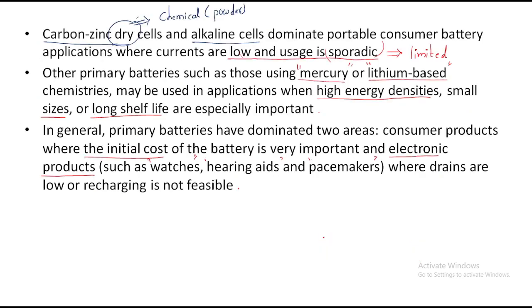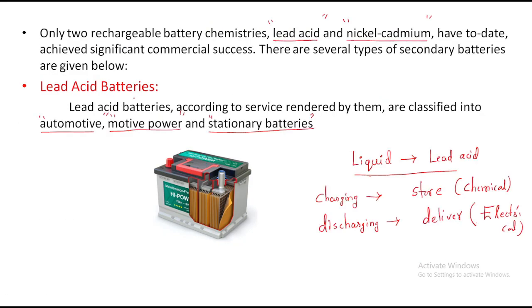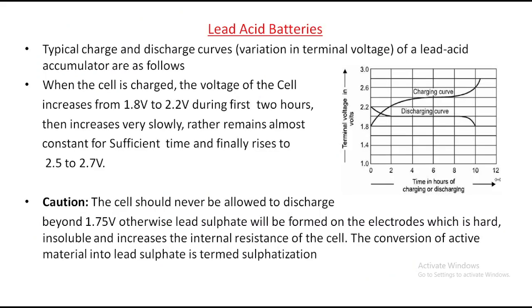Look at the first battery: simple carbon, zinc and alkaline cells. This is the first battery and this is the second battery, the most popular batteries. And in secondary batteries we have lead acid battery, nickel iron, nickel cadmium, and nickel metal hydride cells. These are the most popular batteries in secondary batteries.